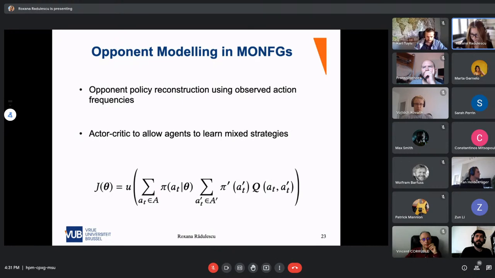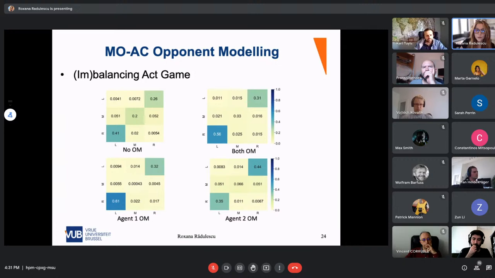So let's see already some results in the two games I introduced before. Remember, the imbalancing game had no equilibria present. We noticed that when we use this naive opponent modeling approach, there is not a lot of difference happening.